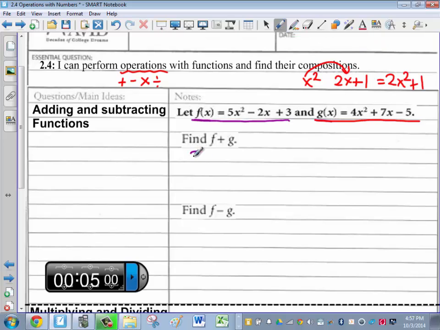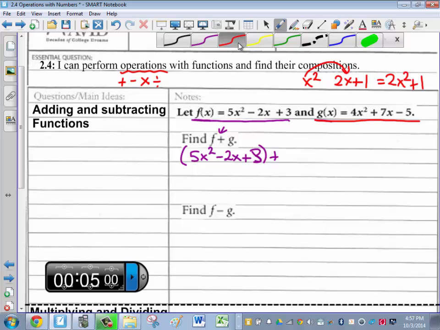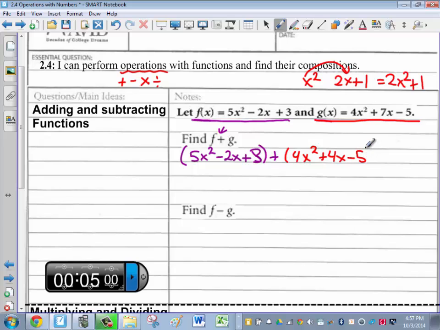I got 5x squared minus 2x plus 3, and we're adding, because it's asking us to add, plus 4x squared plus 7x minus 5. Okay, so we're just adding these two functions. Now what's nice about adding is it's as simple as just combining like terms.